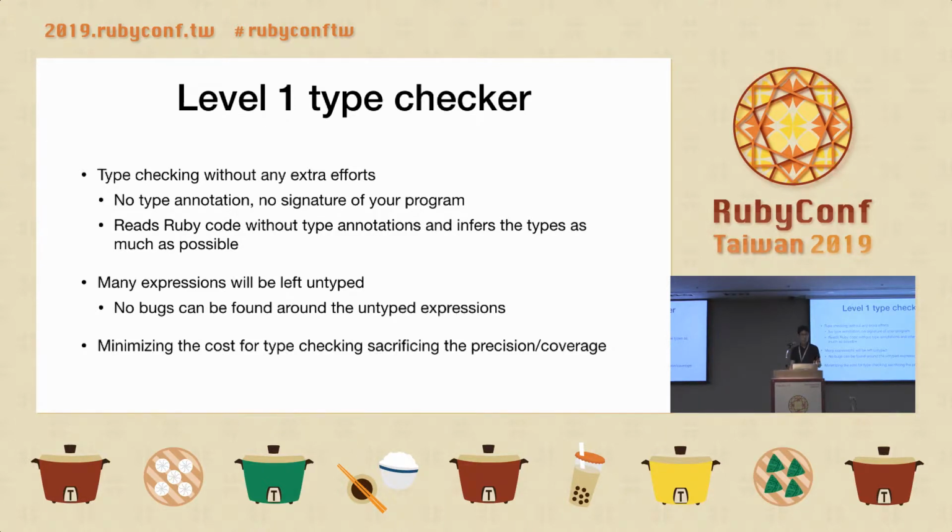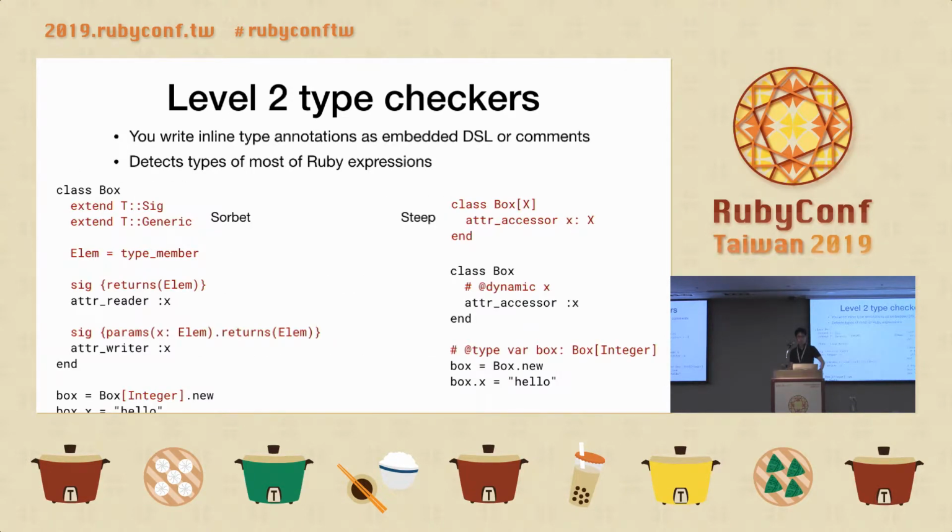So generally, there is a trade-off between how much you have to do for type checking and how much you can receive the benefits of the type checking. So the level 1 type checker is to minimize the cost of type checking, and it sacrifices the precise coverage of the type checking. Level 2 type checker is the opposite. It requires writing inline type annotations or the type signatures of your program, but it detects more types of Ruby expressions.